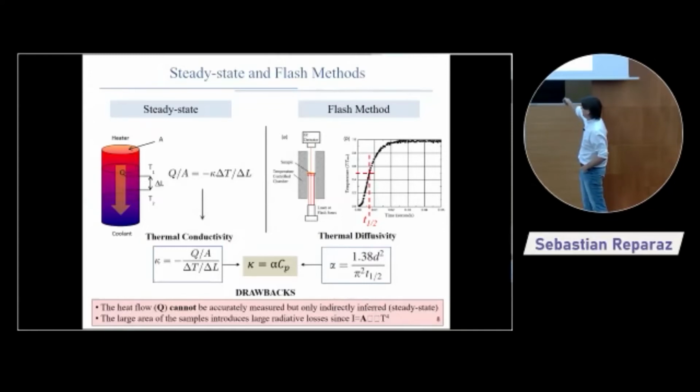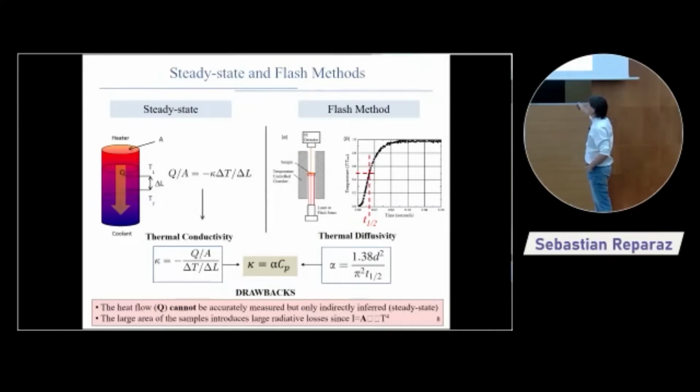This is basically Fourier's law. The heat flux is proportional, through the thermal conductivity, to the temperature gradient. And then you can get the thermal conductivity by measuring the temperature at two points and by knowing how much heat you're introducing on one of the sides of the material. And so then you get the thermal conductivity. The time domain version of this idea of the steady state method is basically the flash method.